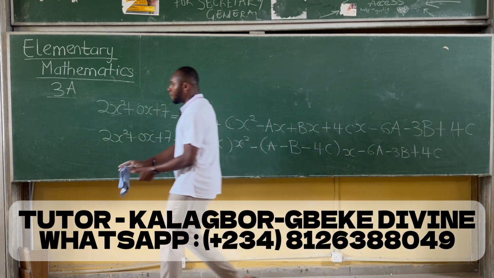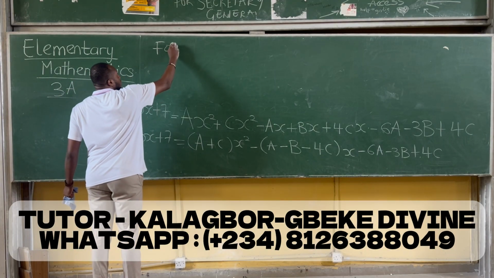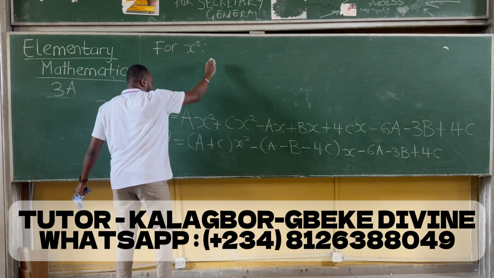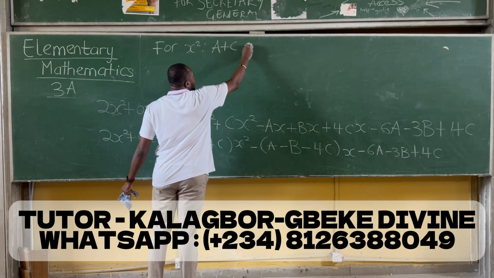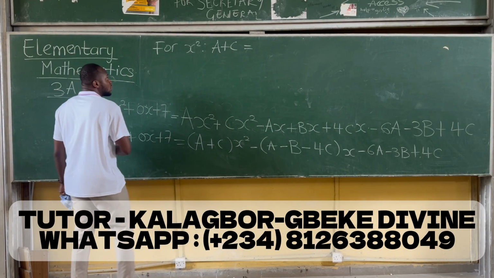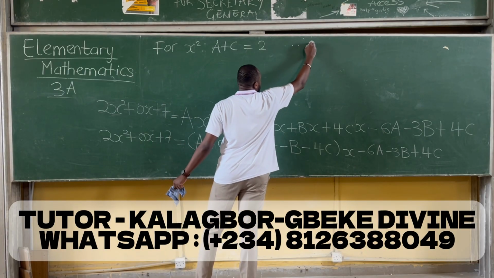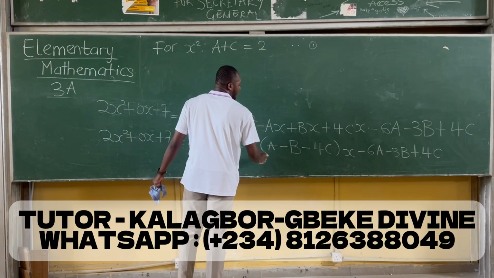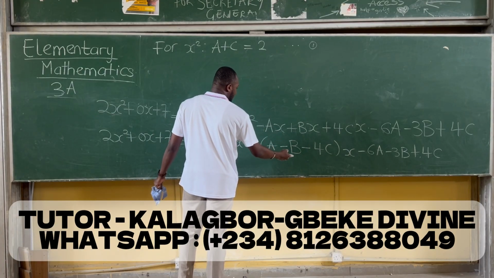All right. So for x squared, comparing the coefficient for x squared, we have that this a plus c will be equal to what? The coefficient here, 2, right? That's our first equation. The second one will be what? a minus b minus 4c, right?